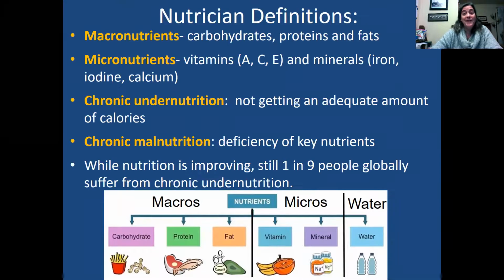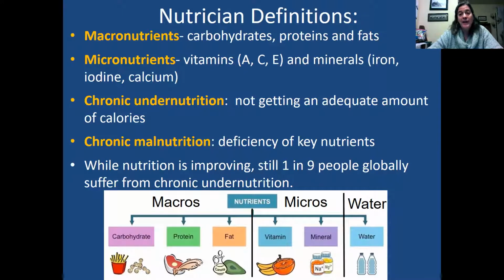So here they are. Macronutrients, also known as macros. I've tried a diet where they're like, you've got to focus on your macros. Those are carbohydrates, proteins, and fats. Your micronutrients are vitamins and minerals. And if you look at the little picture on the bottom, water is also a really important component to being healthy.